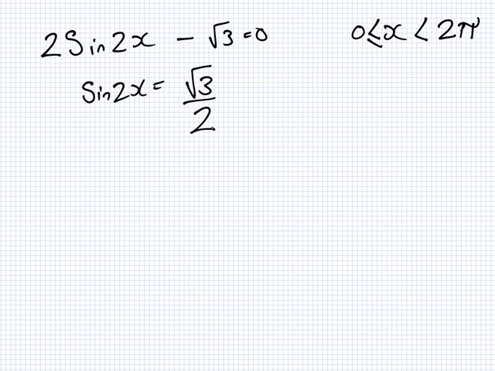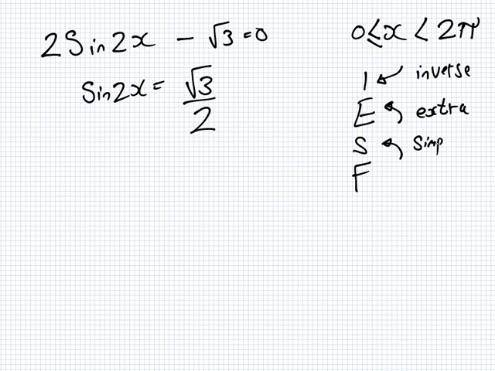Okay? So I remember the steps like this: I, E, S, and F. So by I, the first step is called, what I call it, just the inverse step. The next step is getting the extra answers. The next step is to simplify. And the last step is to fix any answers that don't work. And I'll explain these steps as I go through them.